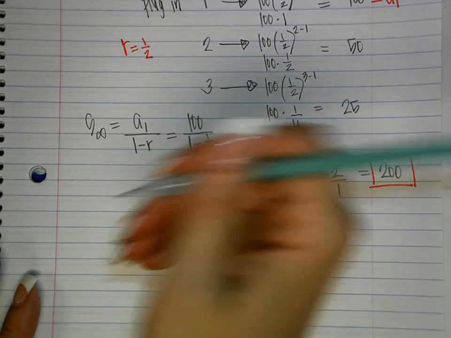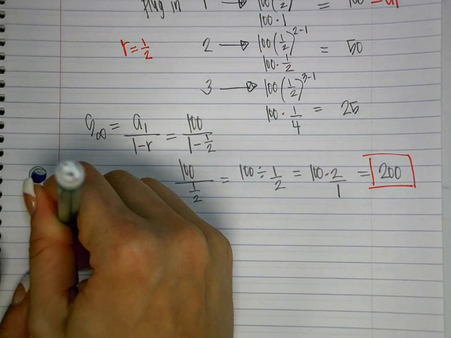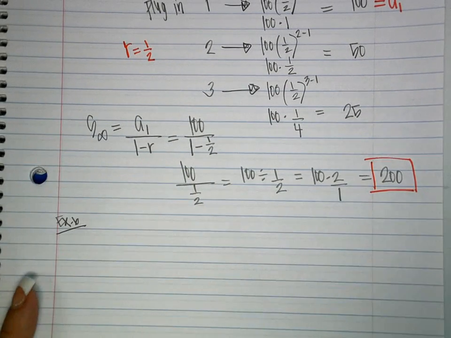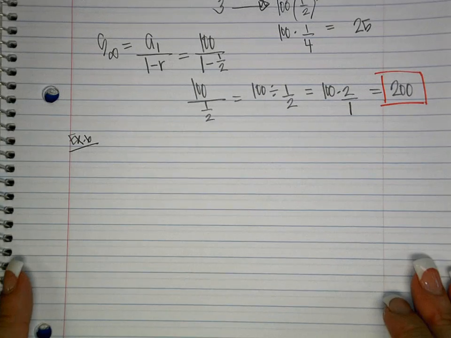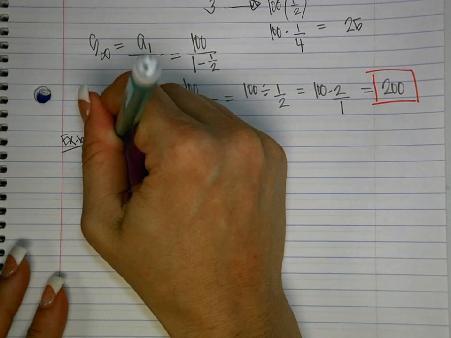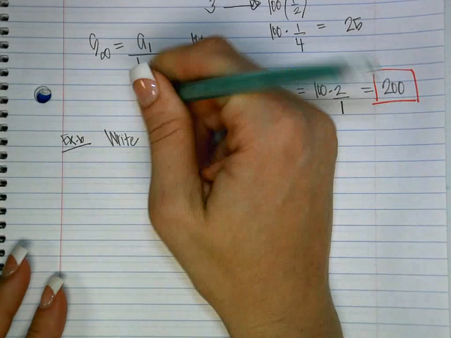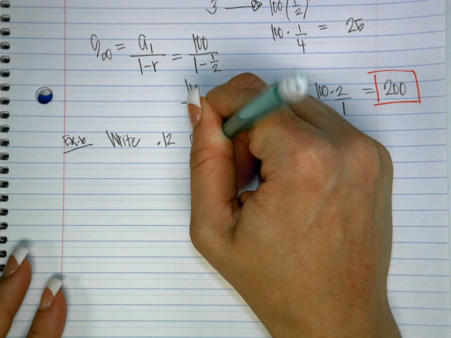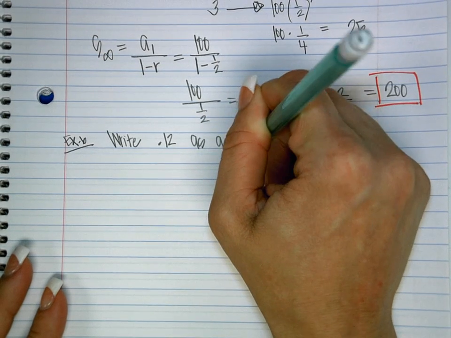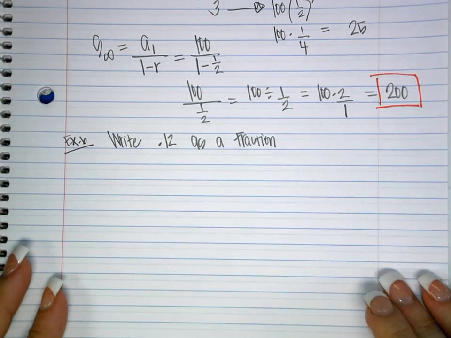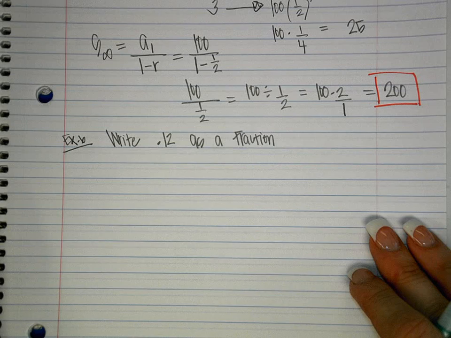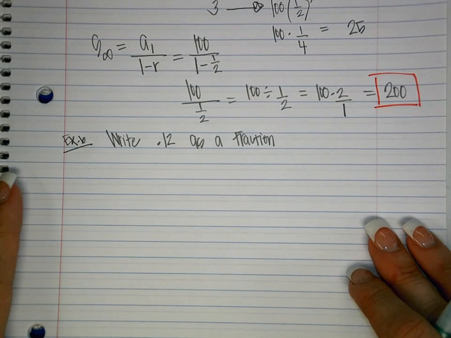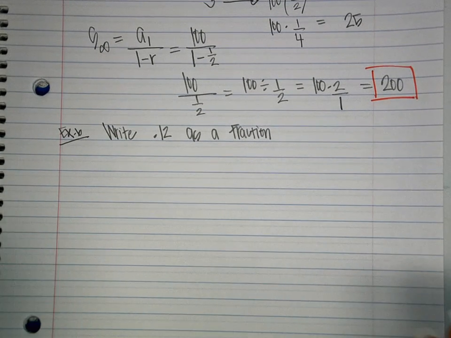Okay, now, next thing I want you to do. This is going to seem really simple. It's not very related to what we've been doing. But we're going to work on writing decimals as fractions. This is something that you should have learned how to do a very, very long time ago. Write 0.12 as a fraction. So going backwards from decimals to fractions.